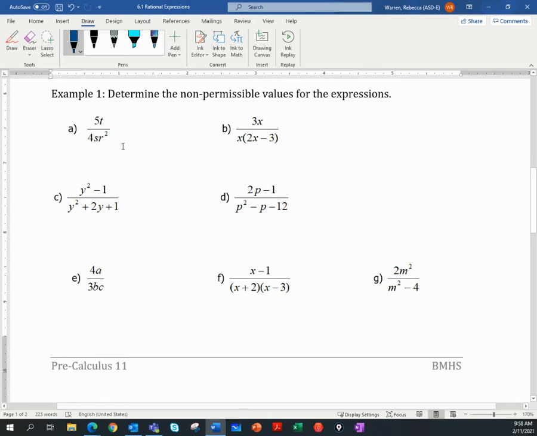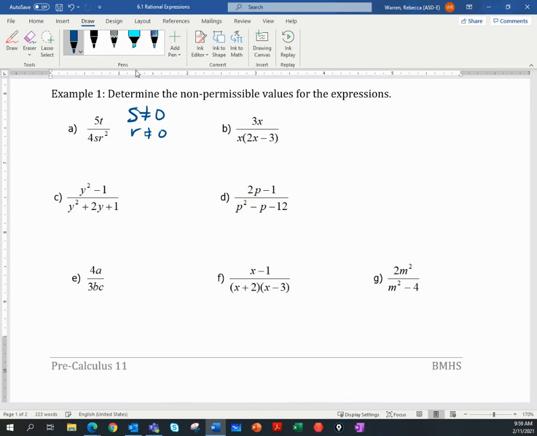So for 4sr squared, everything is attached in this example. So most of you can probably figure this out in your head. s cannot be 0 because if s is 0, everything is going to be multiplied by s, and anything times 0 is 0, right? So if s is 0, then the entire denominator would be 0. So that means that s cannot equal 0. Same thing for r. If we did 0 squared, it would be 0. That means that everything would be multiplied by it, which would make the entire denominator 0, which is what we don't want. So r cannot be 0 either.